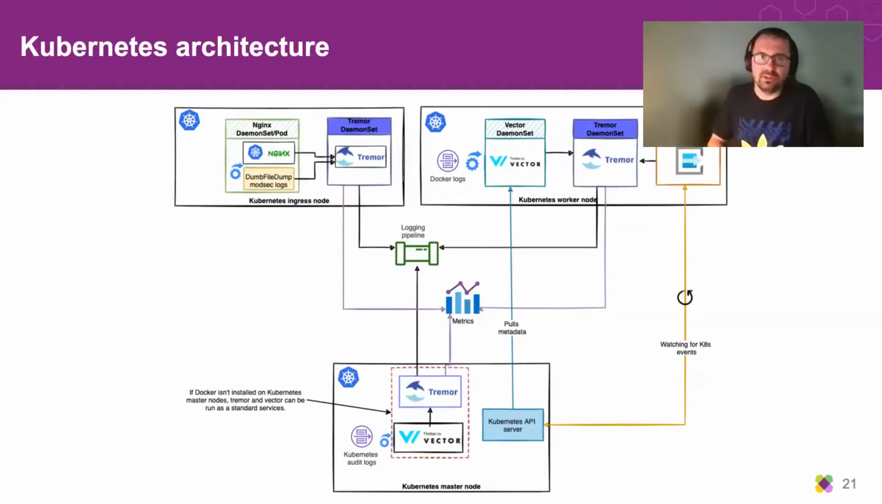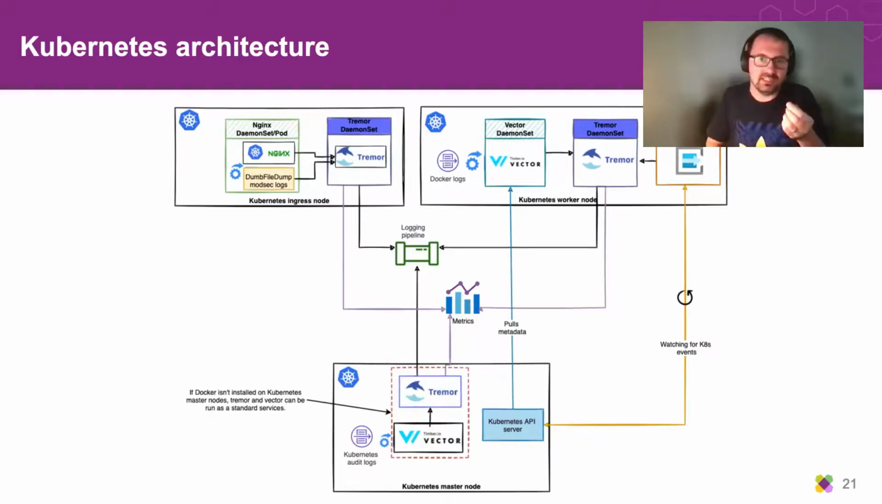But for example, error logs: Nginx doesn't support JSON, so it will just throw a text file with a lot of errors. And if you push that to the pipeline, there will be some issues. So we can easily catch this event on the Tremor, extract what we need, format this as a JSON, and ship it to the logging pipeline.